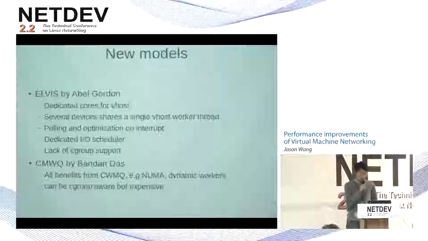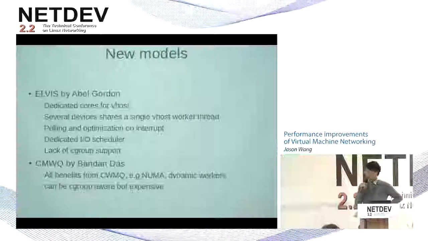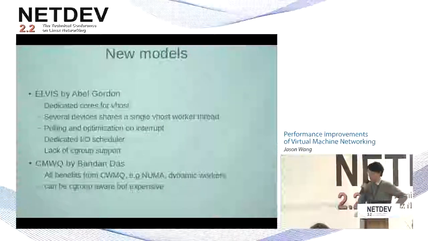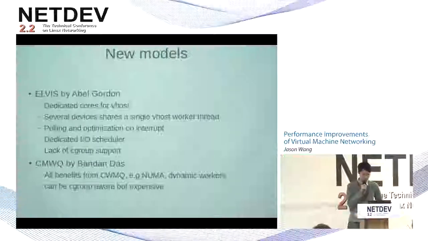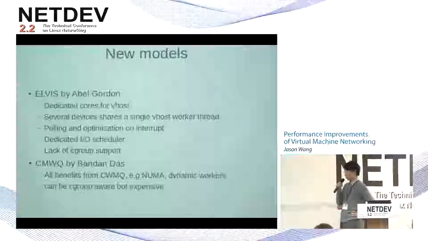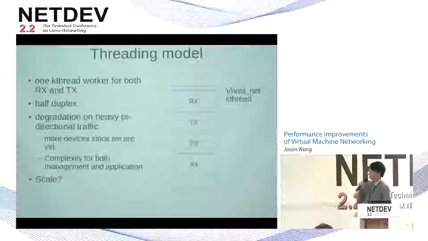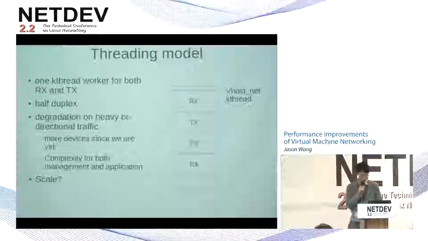Bandan Das has presented another new idea, which is based on the concurrency managed workqueue. With this method, we can get all the benefits from it, for example, NUMA and dynamic workers. And it can also be cgroup aware, but it was a little bit expensive to switch between different cgroups. For some reasons, all the work has stalled. So if you have some more ideas, patches are more than welcome. And for simplicity, we are still using the traditional threading model, one worker thread for all the traffic.